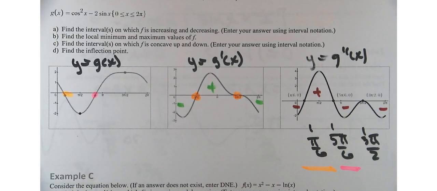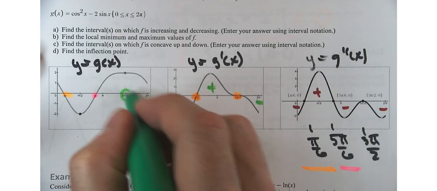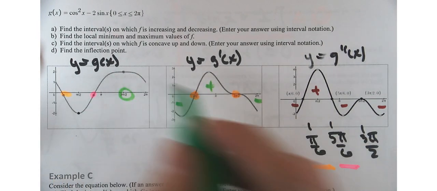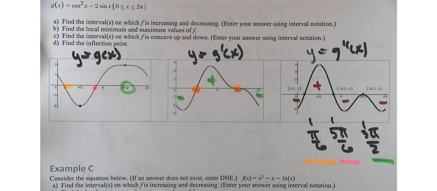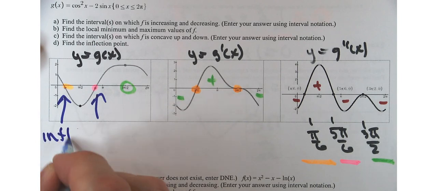Now how about at the last point? Is there a change in concavity at this point? Not really. It's concave down to the left and then concave down to the right. So there's no change in concavity. Where it does change concavity, these are inflection points.